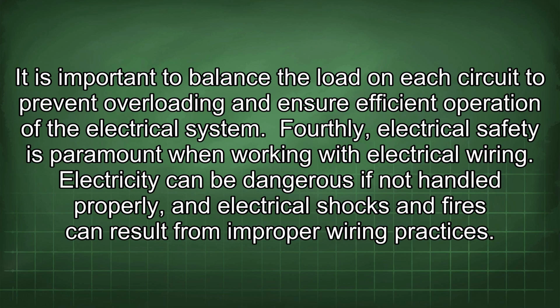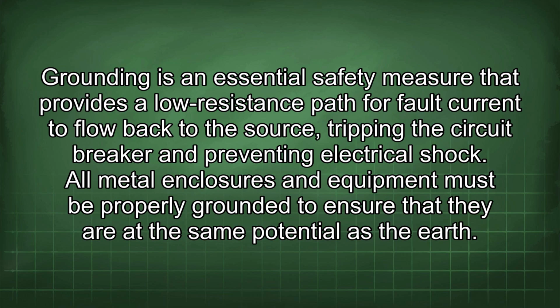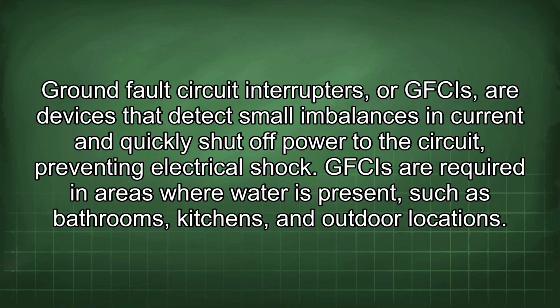Electricity can be dangerous if not handled properly, and electrical shocks and fires can result from improper wiring practices. Grounding is an essential safety measure that provides a low resistance path for fault current to flow back to the source, tripping the circuit breaker and preventing electrical shock. All metal enclosures and equipment must be properly grounded to ensure that they are at the same potential as the earth. Ground fault circuit interrupters, or GFCIs, are devices that detect small imbalances in current and quickly shut off power to the circuit, preventing electrical shock.